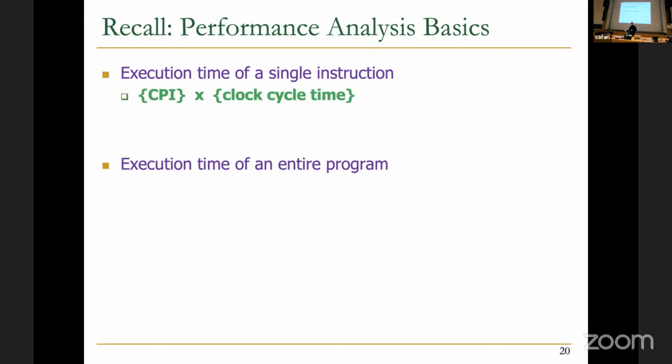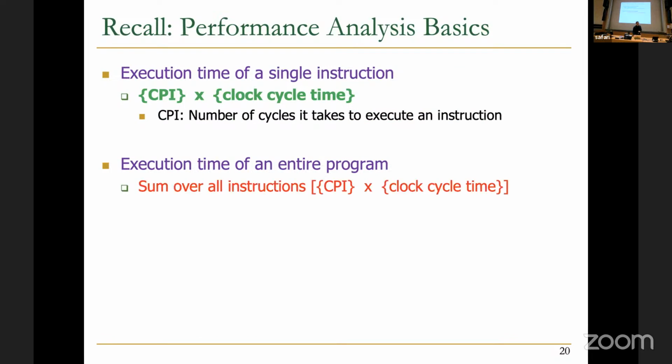Execution time of a single instruction is how many cycles it takes to execute that instruction, CPI, cycles per instruction, times the clock cycle time that you determined based on the critical path of your sequential design. That simple finite state machine that we saw. And the execution time of the entire program is the sum over all of the instructions executed by the program of this value, which is the cycles it takes to execute the instructions times the clock cycle time.